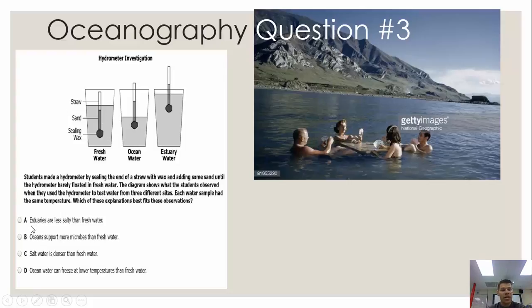So our best answer here is: A, estuaries are less salty than freshwater? No. Estuaries are more salty than freshwater. Oceans support more microbes than freshwater? That's true, but that's not what the question is asking, so please be careful of picking a random true statement that doesn't have anything to do with the question. Alright, salt water is denser than fresh water? Absolutely. That is what this experiment has told us. Salt water is denser than fresh water. C.